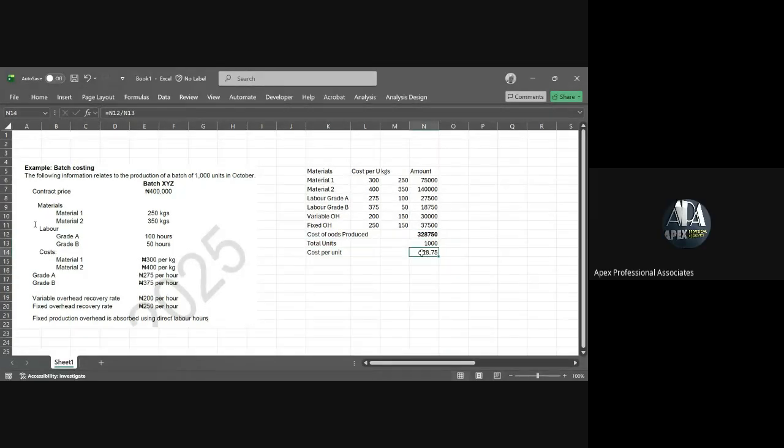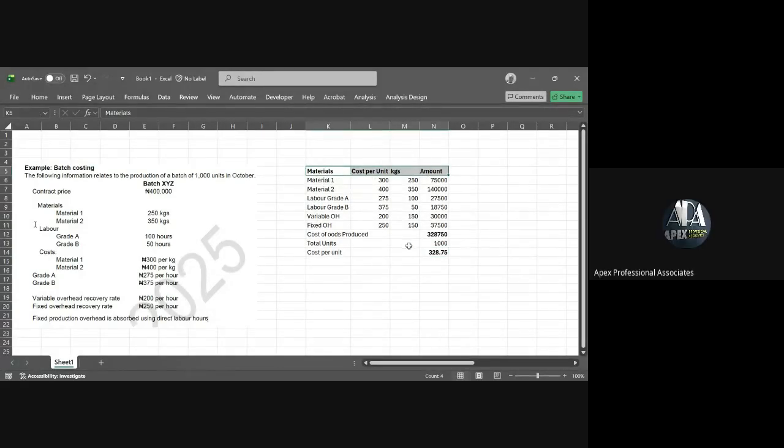Any question? Who is asking a question? Sir, please, how do you get the total units? The 1,000 total units. 1,000 is in the question. Look at the first line in the question. It says the following information relates to the production of a batch of 1,000 units. Okay.